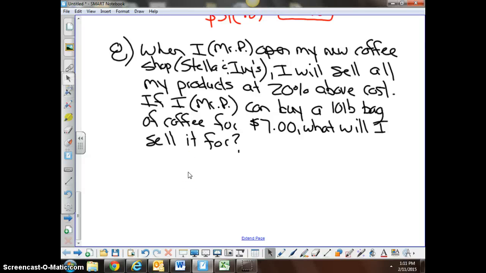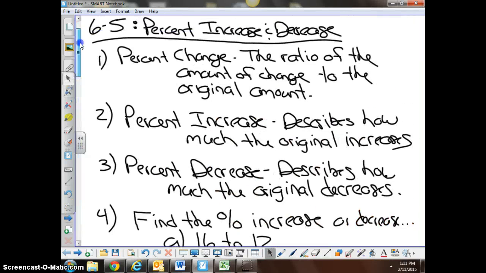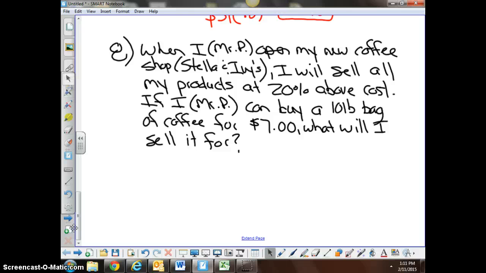Third example from today, we are still working on percent increase and decrease. In this instance now we're going to give you the percent increase, and I am talking about my coffee shop. I mark up all of my supplies 20%, whether it's a cup of coffee, whether it's a pastry, or if I'm selling a bag of coffee beans.